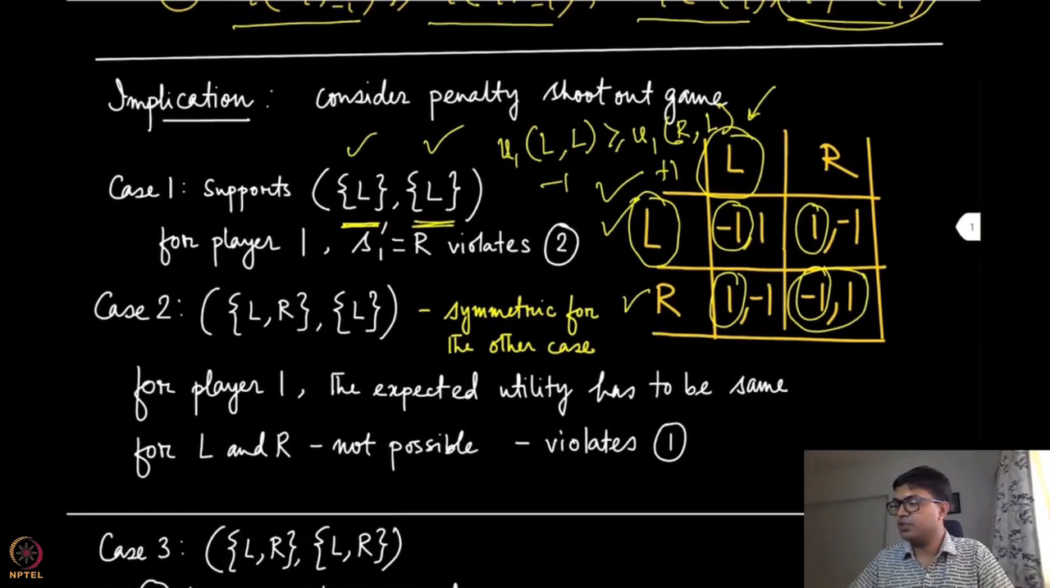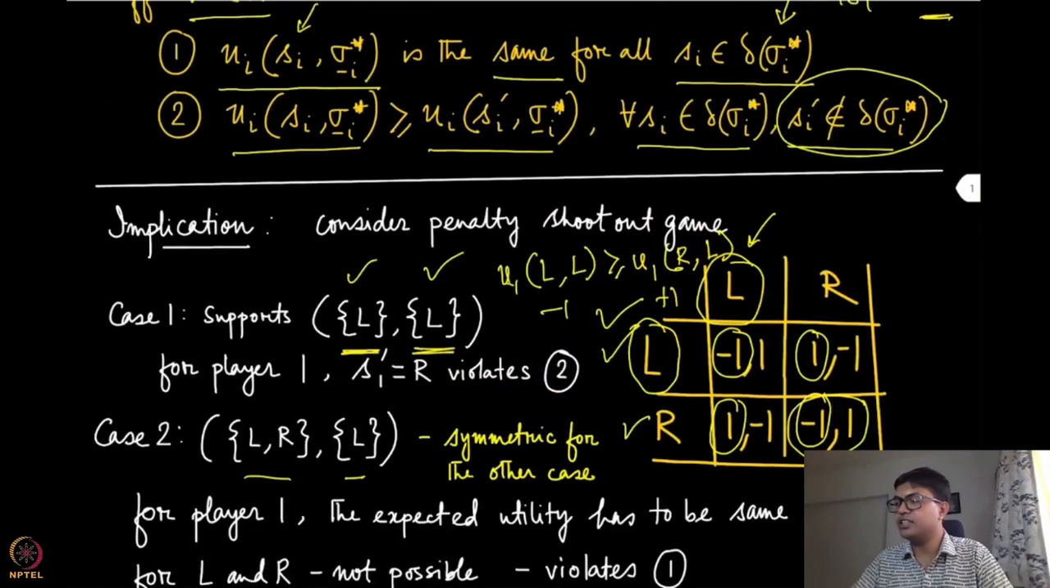Now the other possibility is the symmetric case where player 1 is choosing the support profile of L and R together, and the other player is choosing the support profile of L. This is not going to violate condition 2, at least in this case, but what it now violates is the expected utility condition.